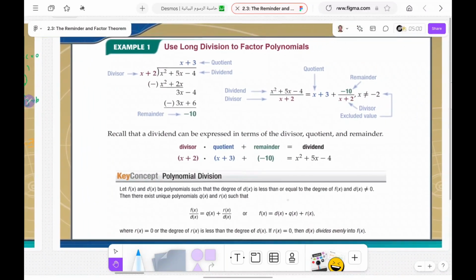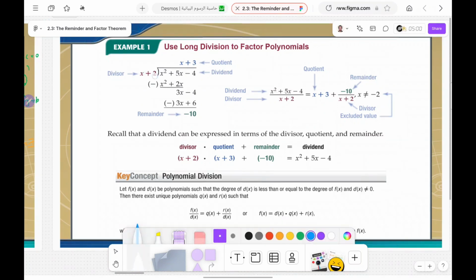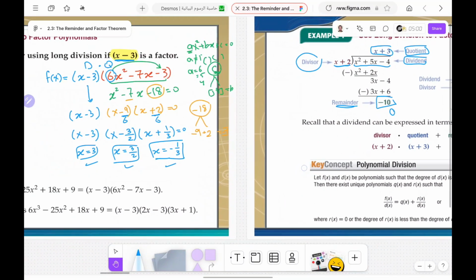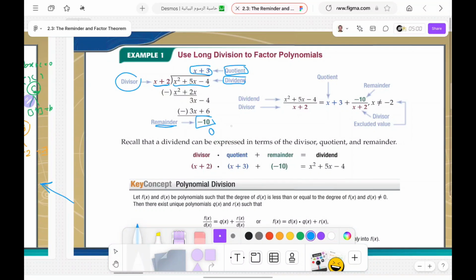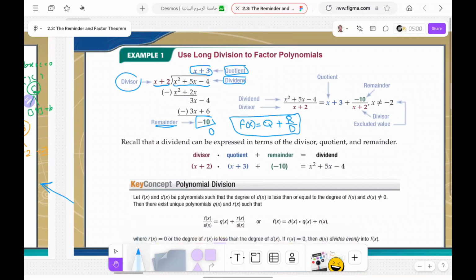Okay, here I have also some information. Now let's just recap on what we did here. As you can see here, the factor that is outside we call the divisor. The polynomial under the long division is called the dividend. The answer that I will get is called the quotient. And the number here at the end is called the remainder. So if the remainder is equal to 0, you know how to solve it. It's similar to this question here. But if the remainder is not 0, how do I write the answer? I write it as f of x equal the quotient plus remainder over divisor. This is the way I can write the answer if the remainder is not equal to 0.